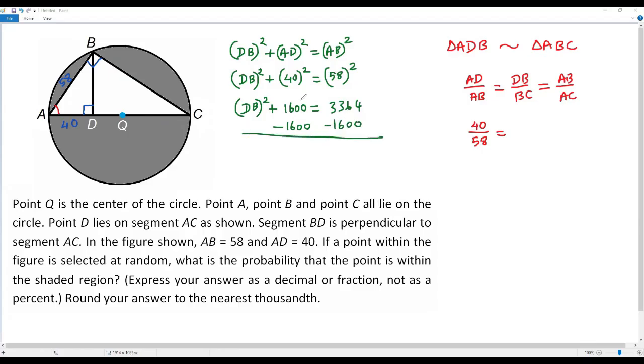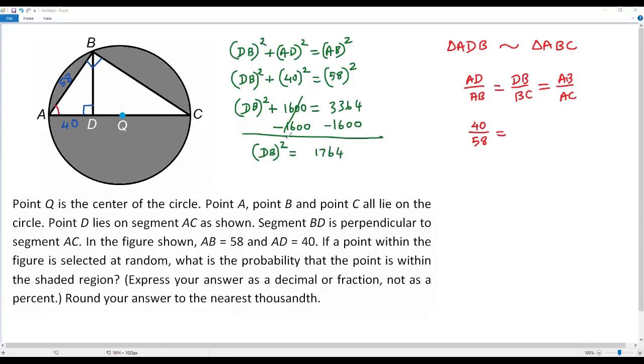When I do so, this positive and negative value will cancel out. I am getting DB squared equals to, okay, let me evaluate 3364 minus 1600. When I do so, I am getting 1764 on the right side. Let me write it over here.